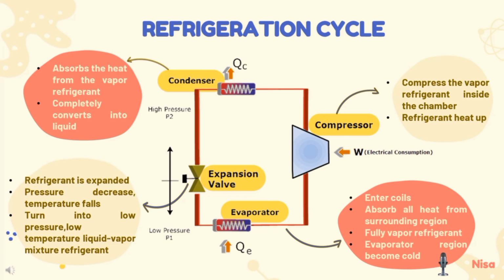The low pressure cold refrigerant mixture enters the evaporator coils. It absorbs heat from the surrounding region and fully turns into a low pressure vapor refrigerant, while the surrounding region becomes cold due to the loss of heat to the refrigerant. This cycle goes on over and over again, and refrigeration is obtained continuously in the evaporator region.